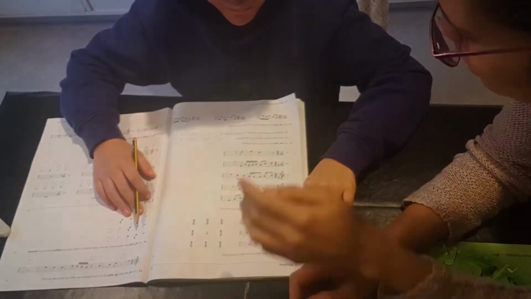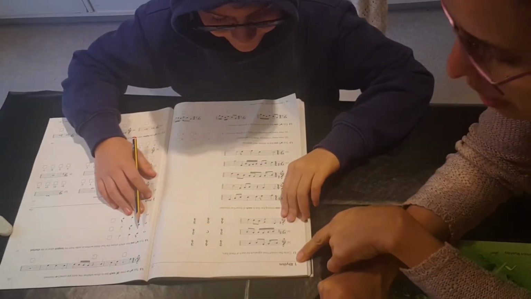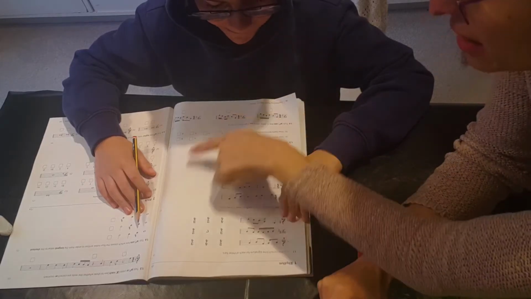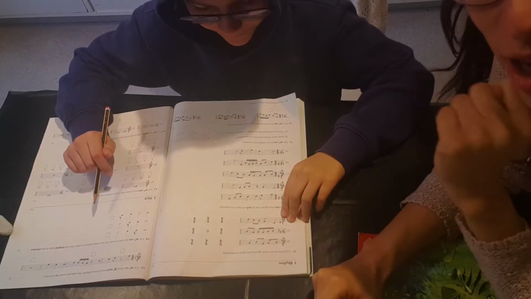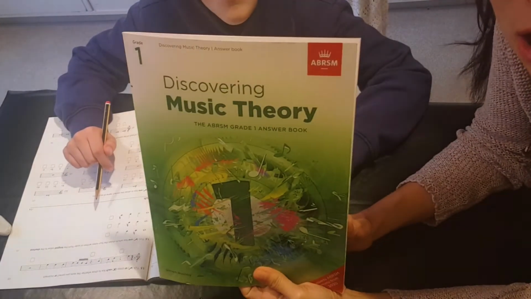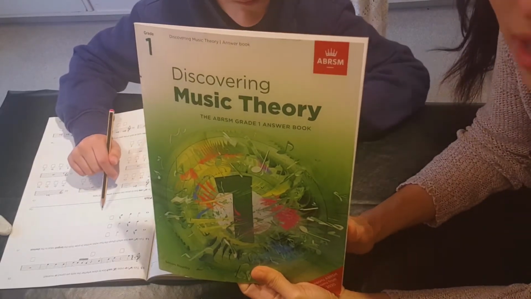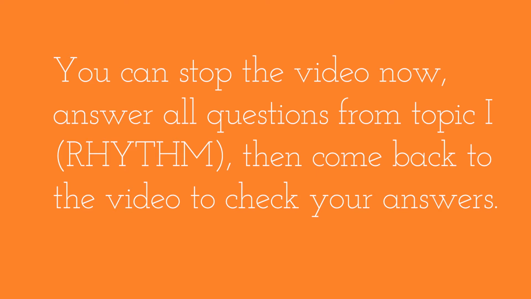We're going to do from page 56. First topic is rhythm. So we're going to solve all the exercises about rhythm. Then I'm going to stop and check the answers. I have here the answer book, so you're going to check and see if everything is right. Okay, Marcus, get started. Rhythm.